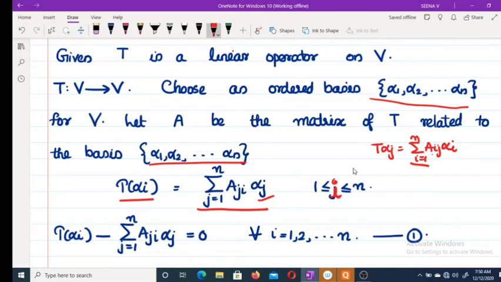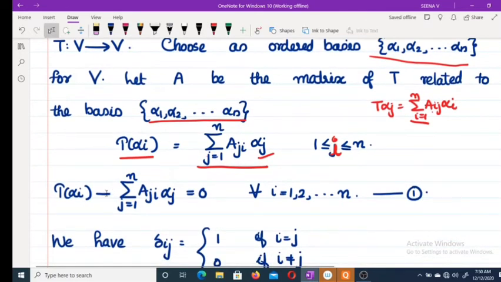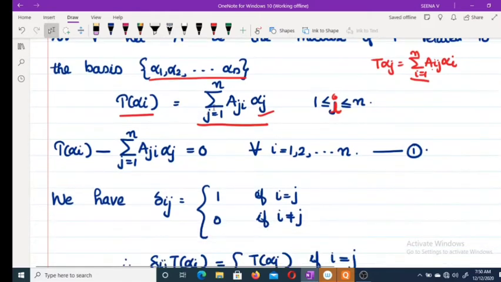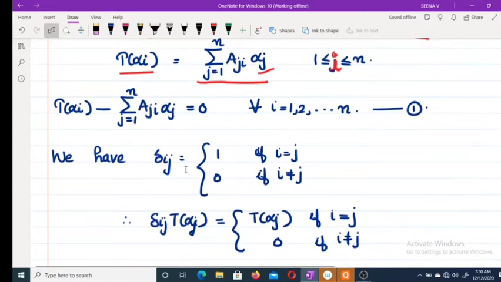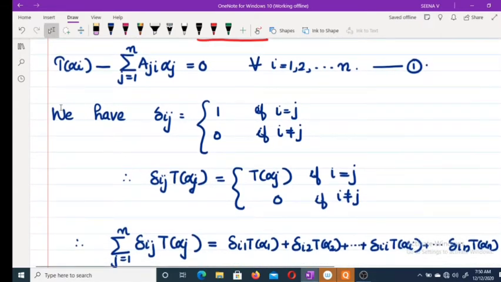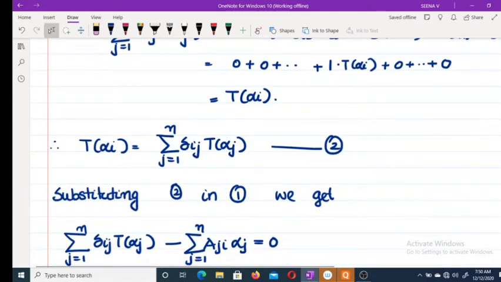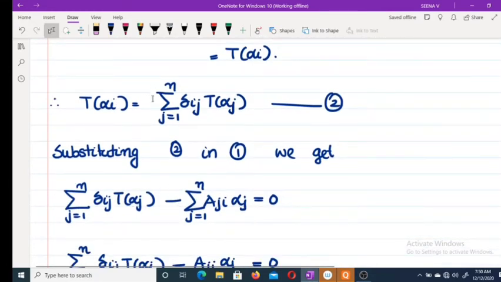Now consider T alpha_i minus this summation is equal to 0 for every i equal to 1 to n. If you take this term to the left hand side, you mark this as equation 1. There is no need to write all these things; you can write this step directly from the previous step.